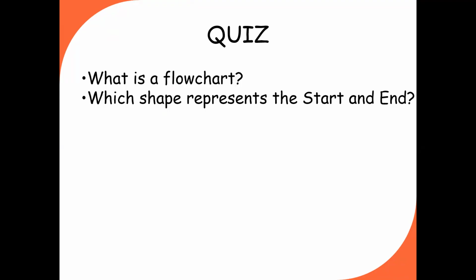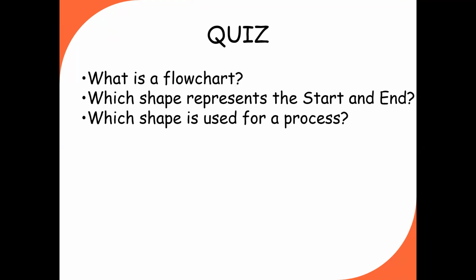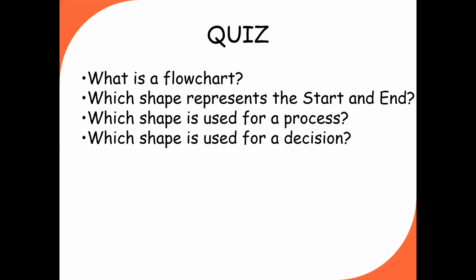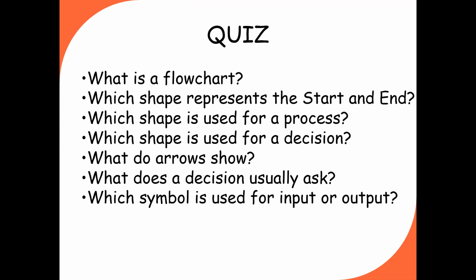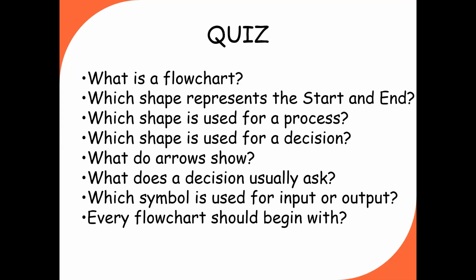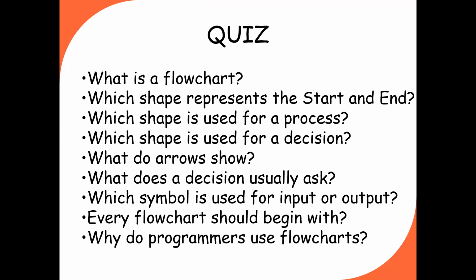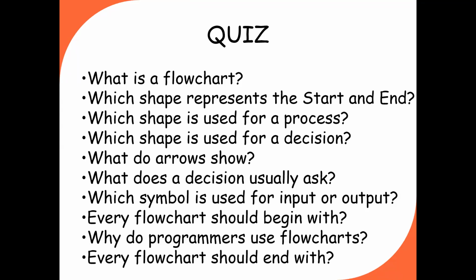At the end of this lesson, you have an awaiting quiz. What is a flowchart? Which shape represents the start and end? Which shape is used for a process? Which shape is used for a decision? What do arrows show? What does a decision usually ask? Which symbol is used for input or output? Every flowchart should begin with dash dash. Why do programmers use flowcharts? Every flowchart should end with dash dash.